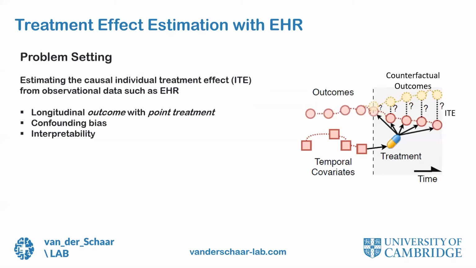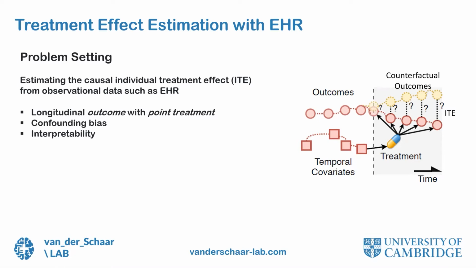In this presentation, I will introduce and formulate the problem of estimating the causal individual treatment effect in the longitudinal setting from observational data such as EHR. In this problem setting, we consider the longitudinal outcome with point treatment as illustrated in the figure on the right. Here, for all the individuals in the data set, we observe the treatment allocation at a given point in time. And the treatment allocation will divide the timeline into the pre-treatment period and the post-treatment period. And the post-treatment period is illustrated by the gray area in this figure.